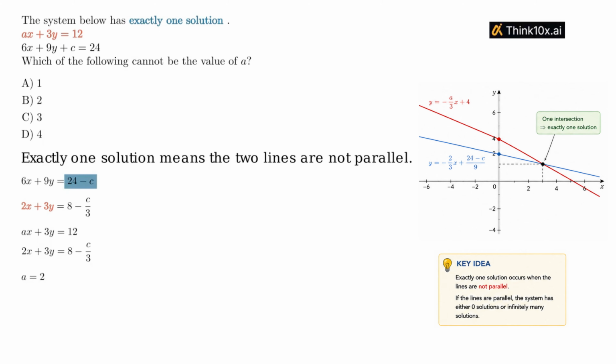Since both equations already have the same y coefficient, 3, the only way their left sides match in direction is if the x coefficients also match. So parallel happens exactly when a equals 2. This is the value that makes the two lines have the same slope, so they won't intersect in exactly one point. And that's the issue. If a equals 2, then both equations have the same left side, 2x plus 3y. Depending on the constant on the right, the system would have either no solution or infinitely many solutions, but not exactly one. So a cannot be 2.